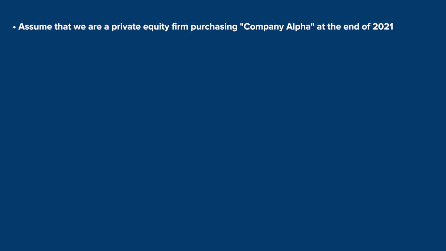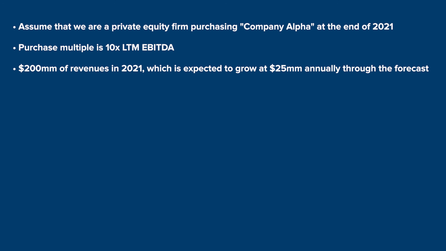So this, I would actually say, is a relatively simple Paper LBO, something they might administer during an analyst level interview. So assume that we are a private equity firm purchasing company Alpha at the end of 2021. The purchase multiple is 10 times LTM EBITDA. The company has $200 million of revenue in 2021, which grows at $25 million annually. EBITDA margins at 50% that remain flat.